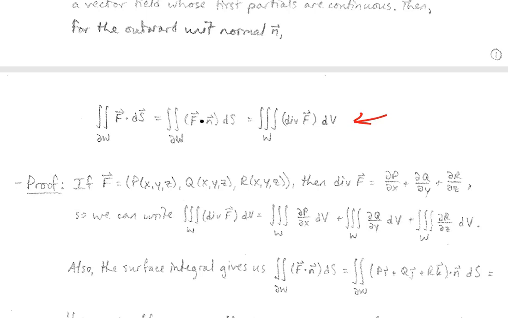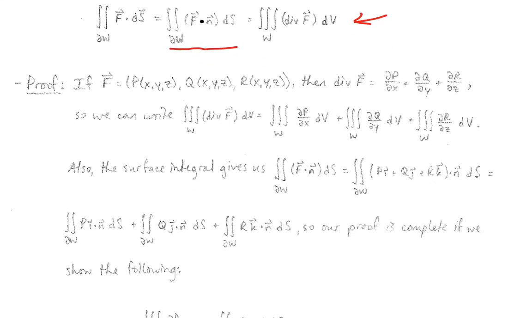Now, we're going to work with the surface integral that we have in the middle here. If I make the substitution for F hat, P times i hat plus Q times j hat plus R times k hat, and then I take the dot product of that whole thing with n hat, and I break up the double integral at the plus signs, I get the sum of three double integrals. Double integral over ∂W of P times i hat dot n hat dS, plus double integral over ∂W of Q times j hat dot n hat dS, plus double integral over ∂W of R times k hat dot n hat dS. All those are capital dS's.